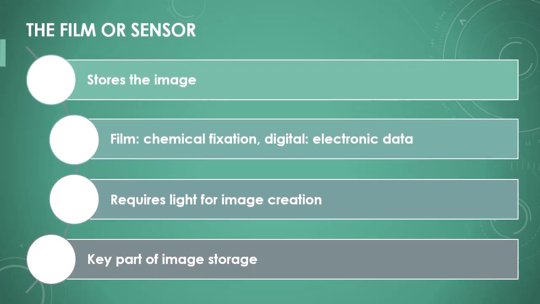The film or sensor is the part of the camera where the image is stored. In film cameras, the image is chemically fixed onto a special layer. In digital cameras, the image is stored as electronic data on a sensor. Both need light to create an image.